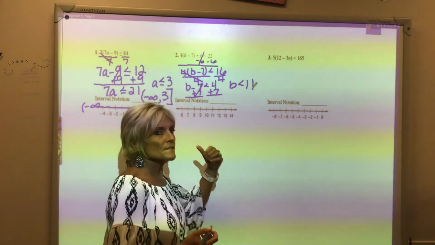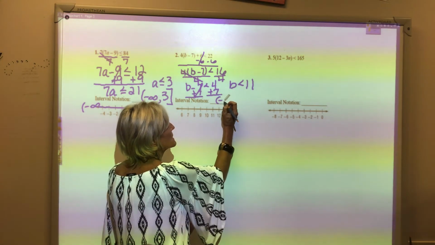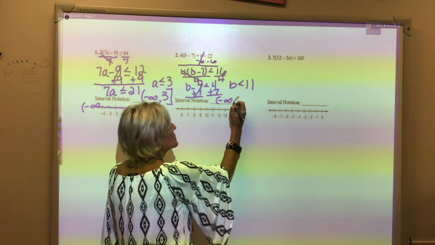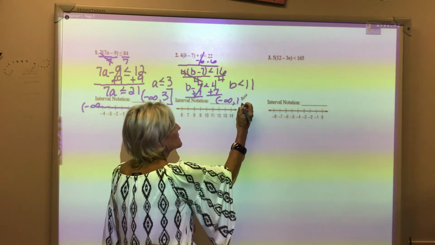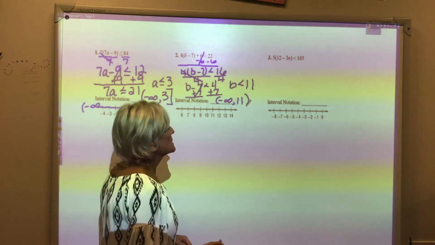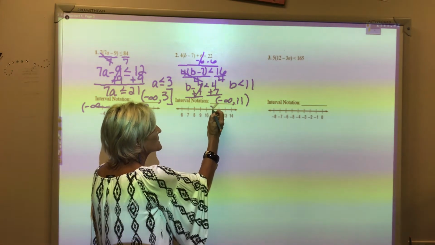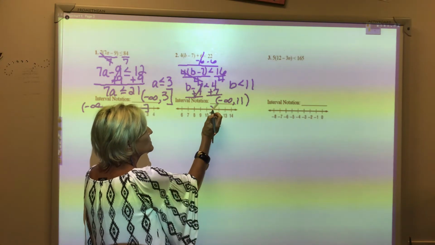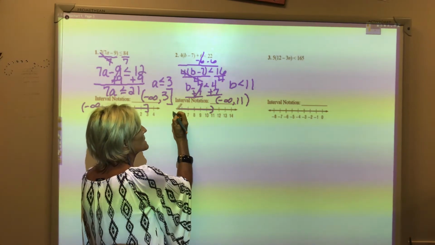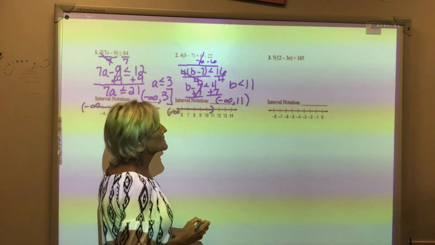Again, we're pointing towards negative infinity, so we start with an open parenthesis, negative infinity. We're going up to 11, but because it's less than, we're going to put that in parentheses. So what we do on our number line is we put a parenthesis at 11, we shade towards negative infinity, and we enclose in parentheses.